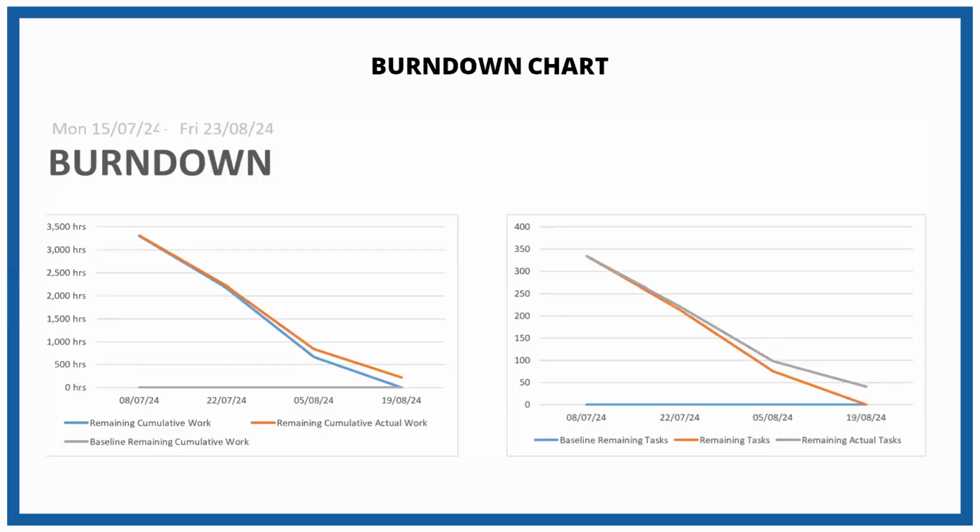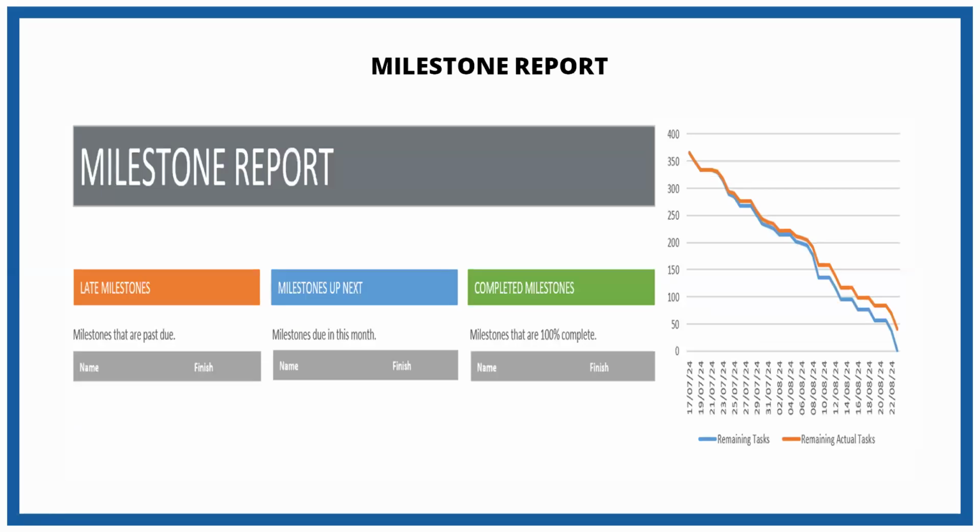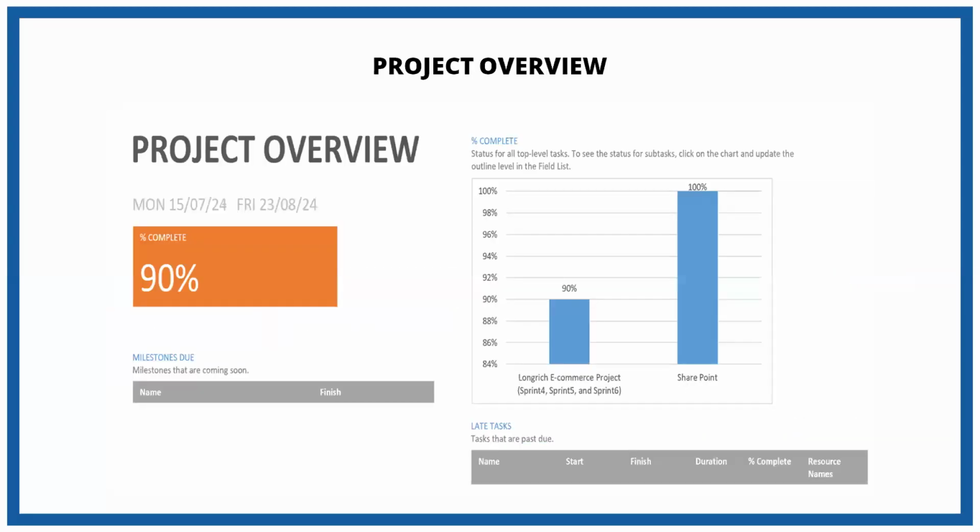Next slide, please. Okay, these are the burn down charts, because I used MS Project in developing this. So I had to collect the total burn down charts of it. Next slide, please. There's a milestone report of the project plan. Next slide, please. Okay, there's the project overview, and as of when I submitted this report, we were 90% complete. Next slide, please.